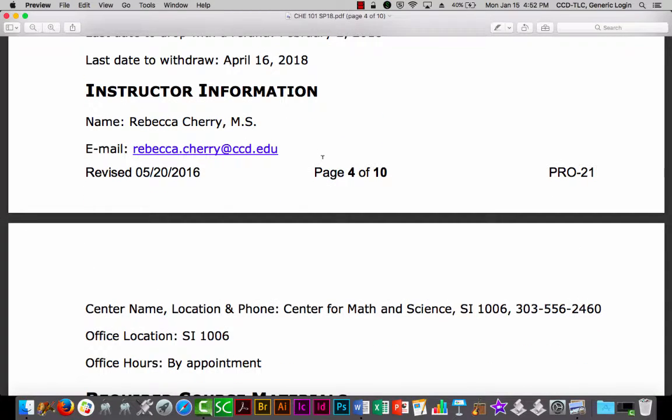It's really, really important that you try to email me at this email address with your CCD email, not through D2L. I check this regularly and will get back to you within 24 hours during the week or 48 hours on weekends and school holidays. If you email me on D2L, my response time is going to be a lot slower because I don't check that quite as often. So again, use this email.